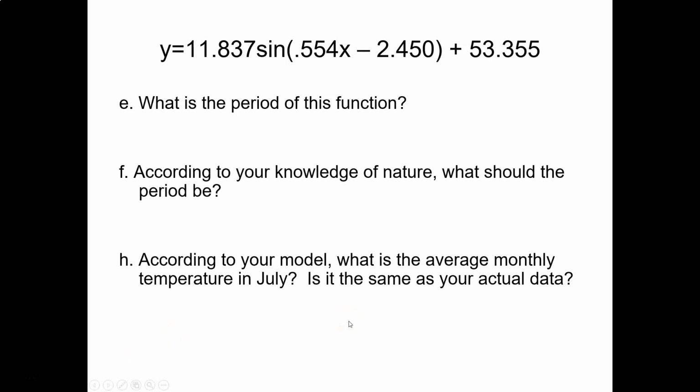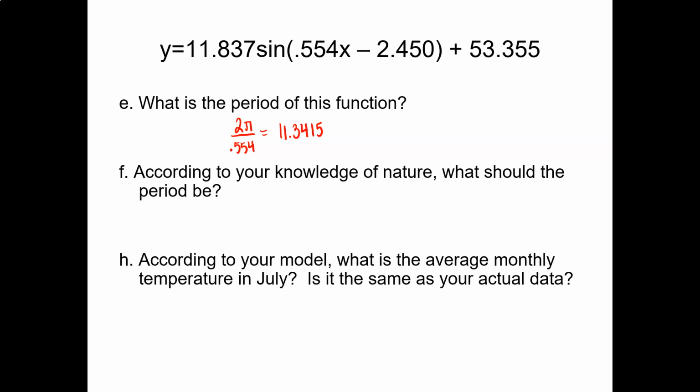Okay, so for this, we also want to know what the period of this function is. For our period, we just have to do 2 pi divided by b. B is going to be 0.554. So 2 pi divided by 0.554 is going to give us 11.3415. All right, so that is what we get for our period for this data set.